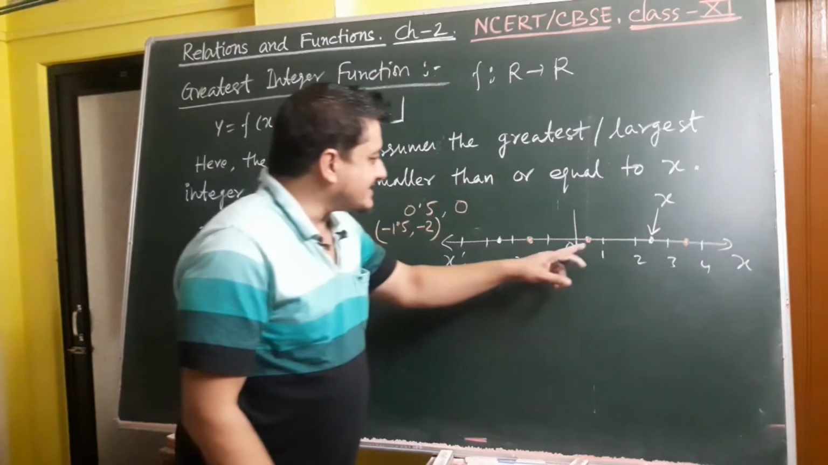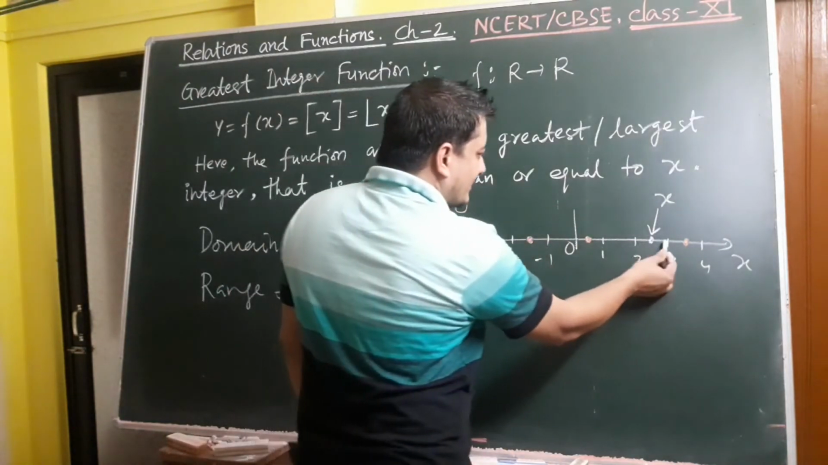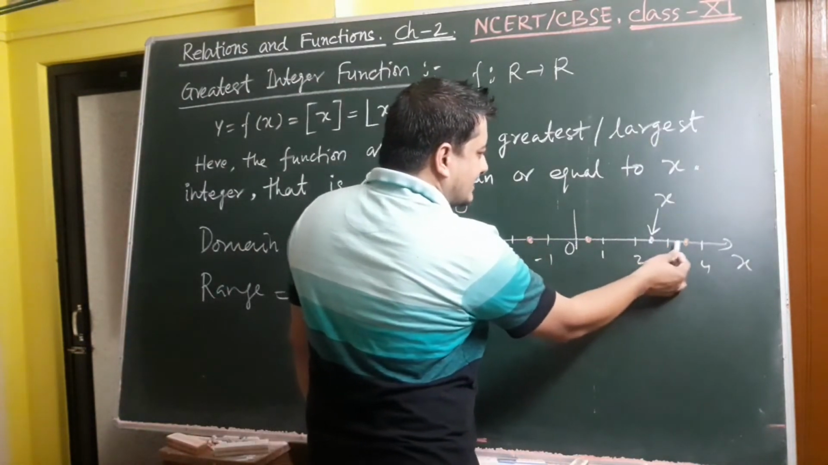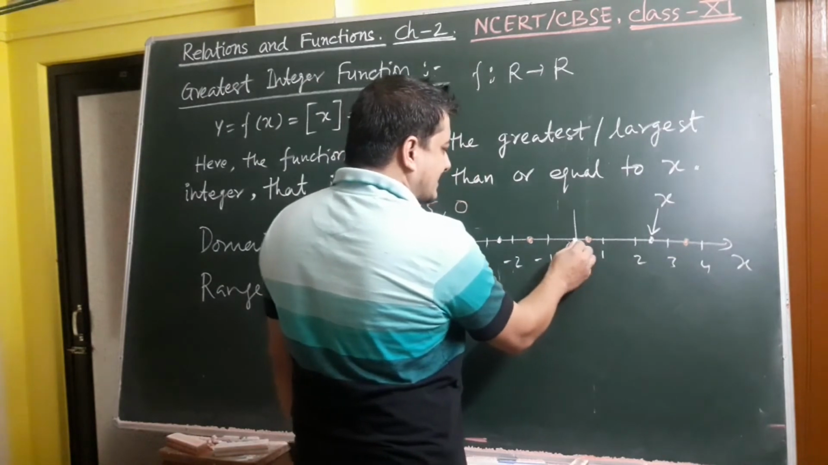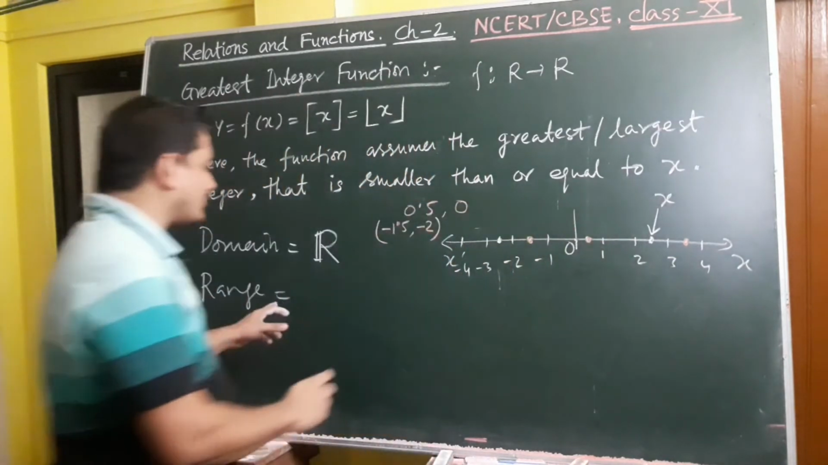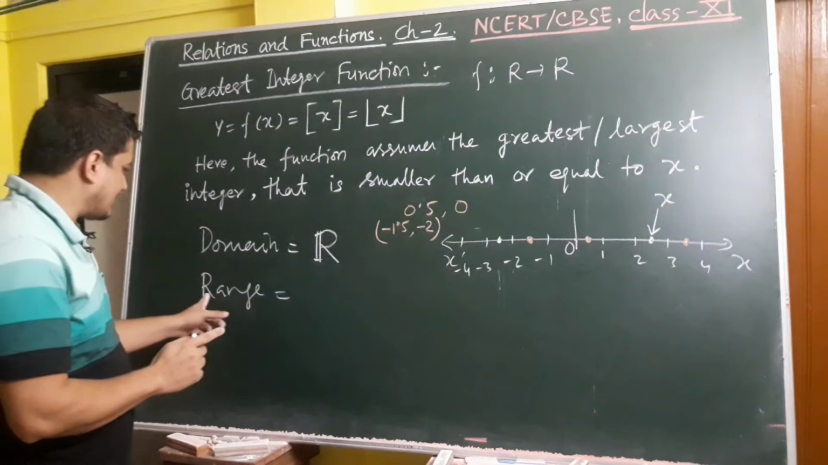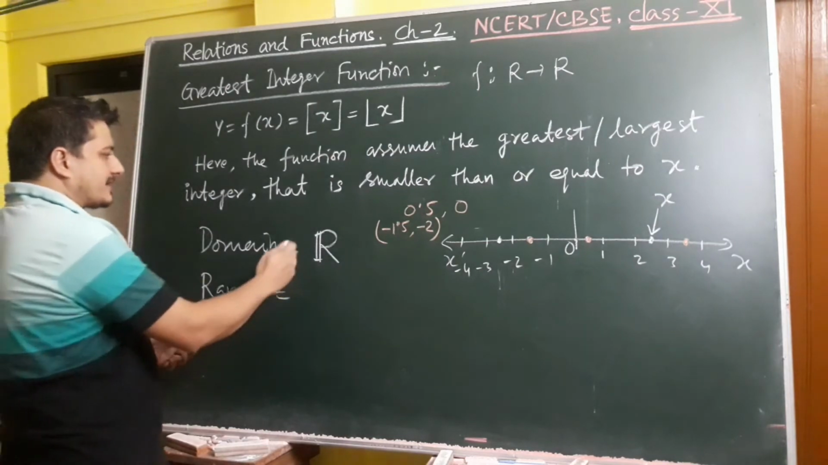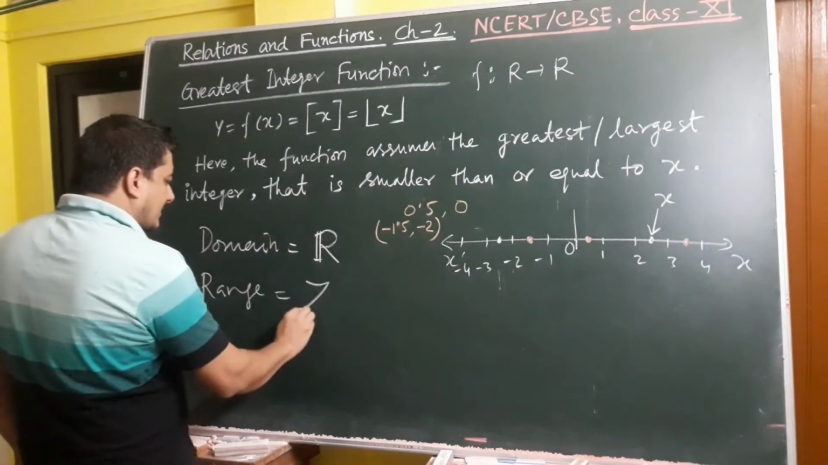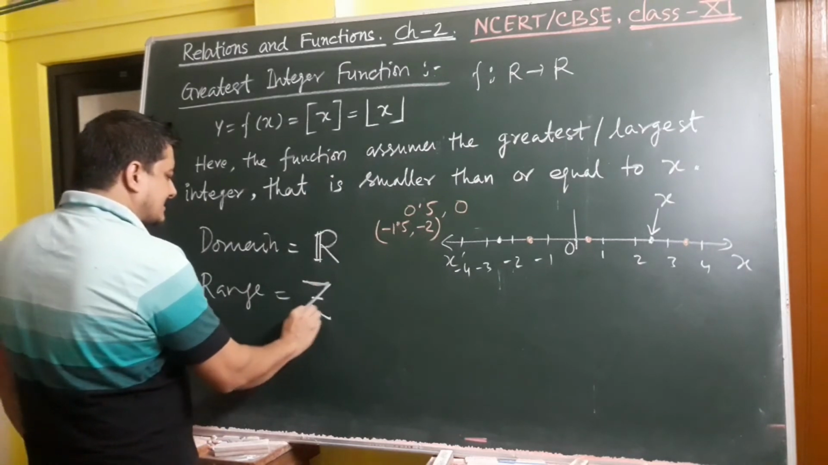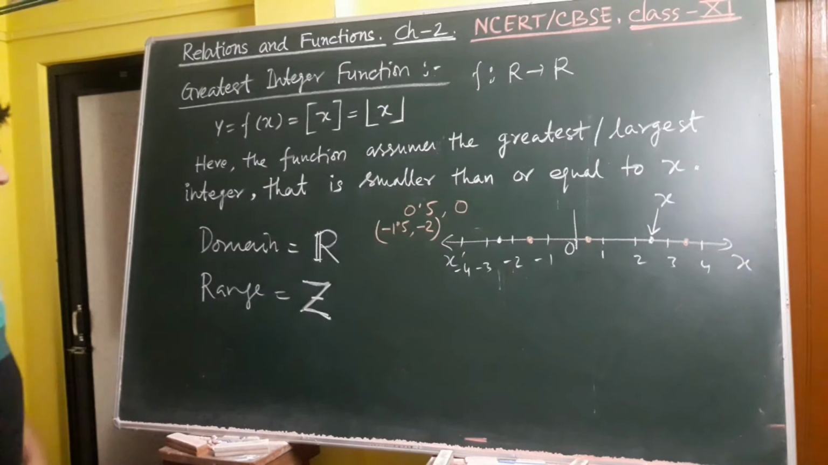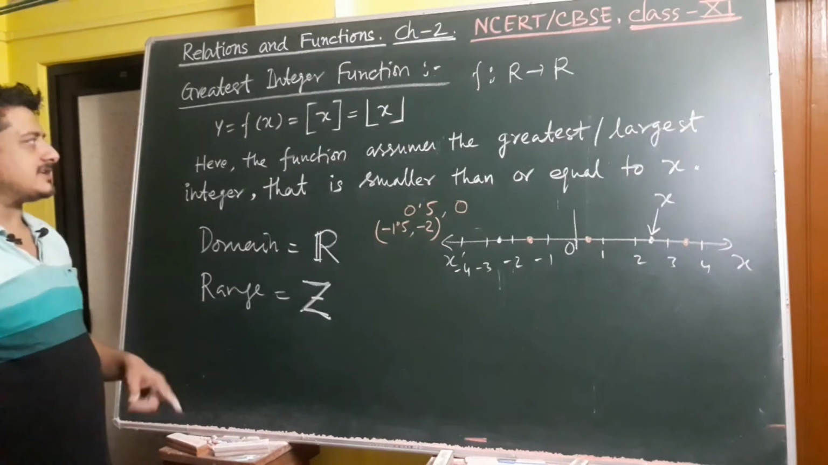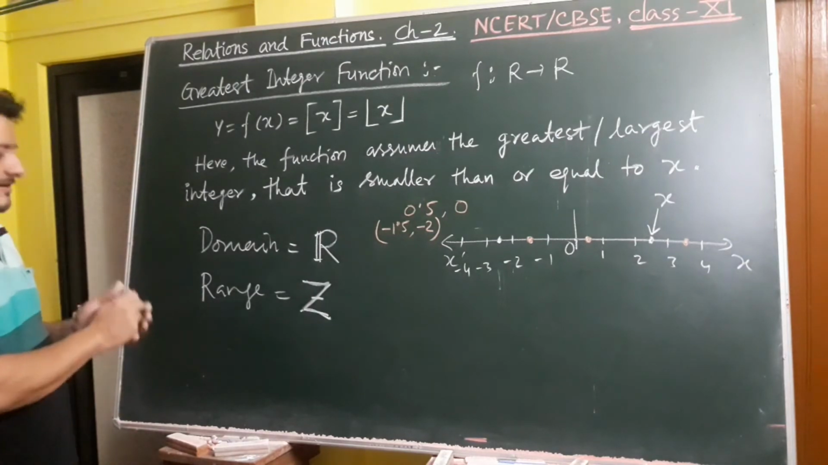Range is, you can see whatever point you take, you will get only integer numbers. Integers are allowed. The output will be only in terms of integers, no matter what value you take. So it will be the set of all integers, which is Z. The whole Z will be the range. Now we shall draw the graph.